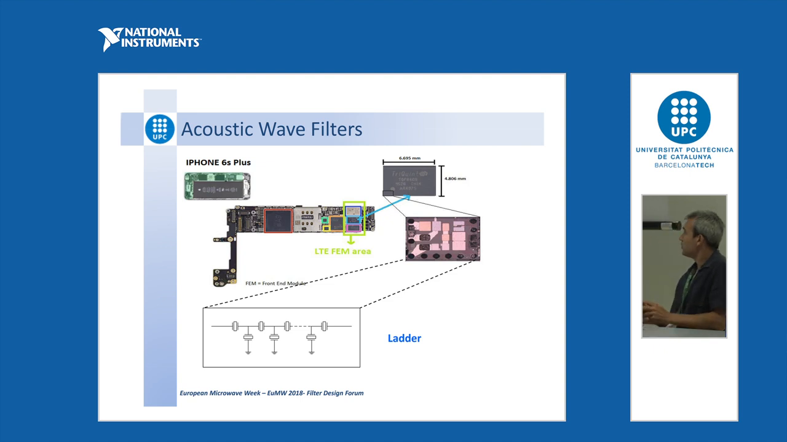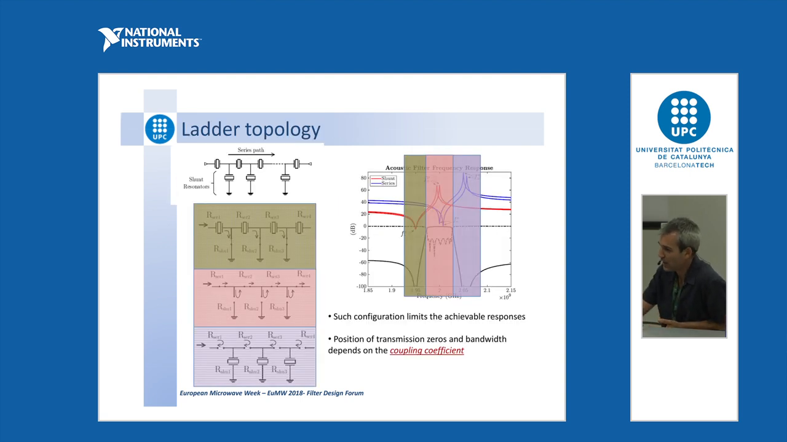That's a ladder topology, where each of the resonators is electrically connected to each other without making any coupling between them. So let's see how these ladder filters work before proposing a mathematical formulation. Here we have a frequency response, along with the impedance of the shunt resonators in red and the impedance of the series resonators in blue. If we check the shunt resonators, when you have very low impedance here, it's creating a zero, because the signal is not going through, it's going to ground.